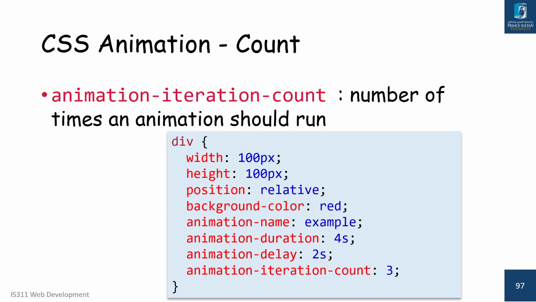Then we also have the animation iteration count. Iteration count means it will repeat the same animation 3 times. And if instead of three I put infinite, then it will repeat that animation forever. As long as that page is visible, it will do that animation all the time.